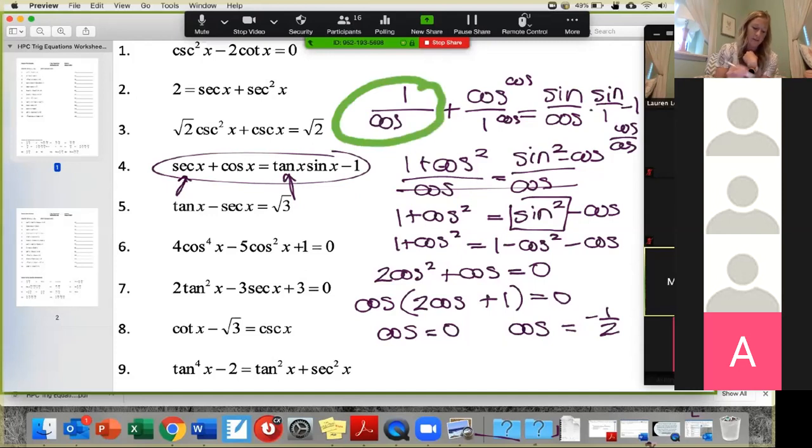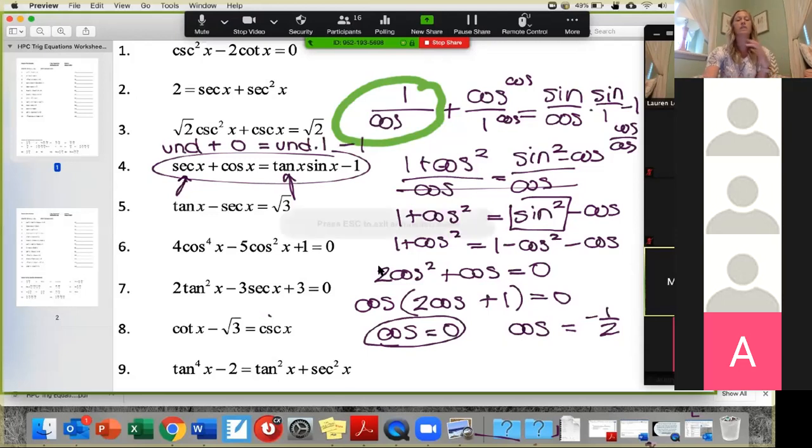If secant is represented by 1 over cosine, does it make sense for cosine to be 0? No, because we're not allowed to divide by 0. And I recognize that that makes secant undefined and that we have values for where secant is undefined. That's fine. But if you plug that back into the original, that's saying undefined plus 0 is equal to undefined times sine would be 1 minus 1.